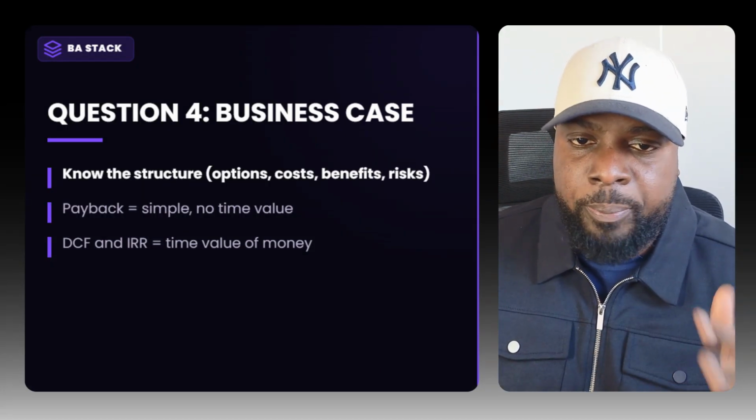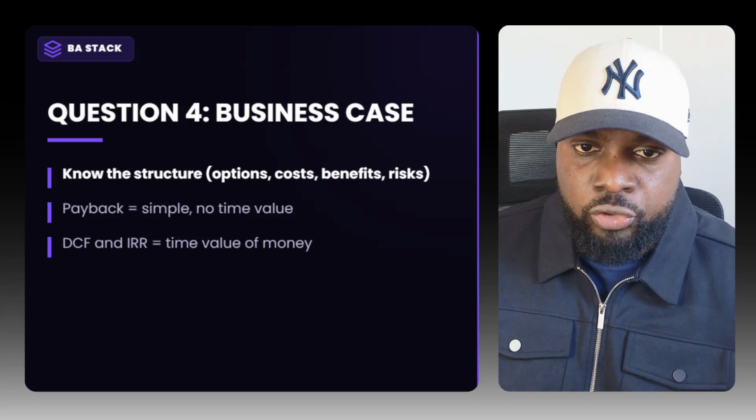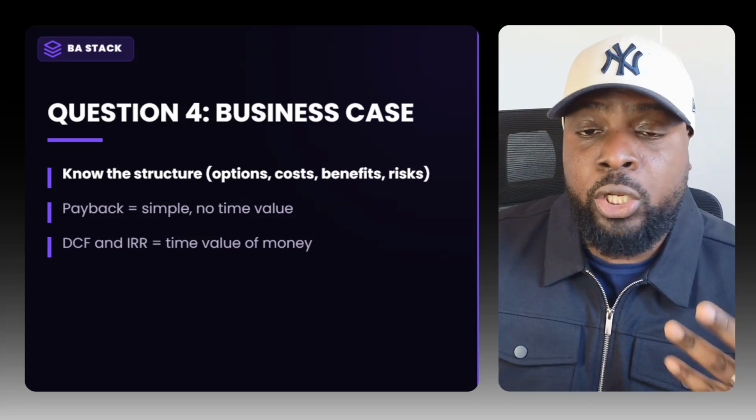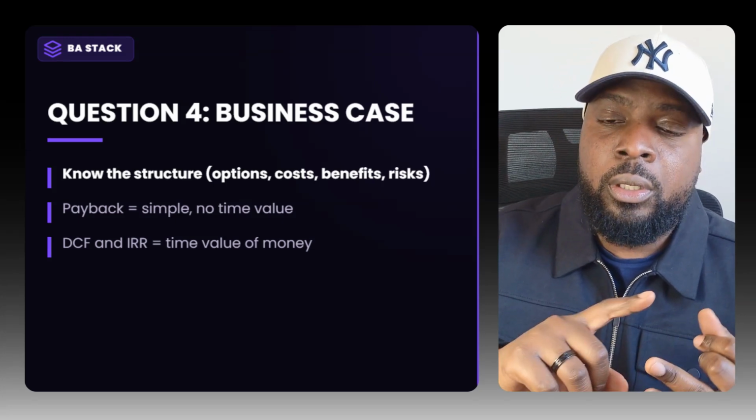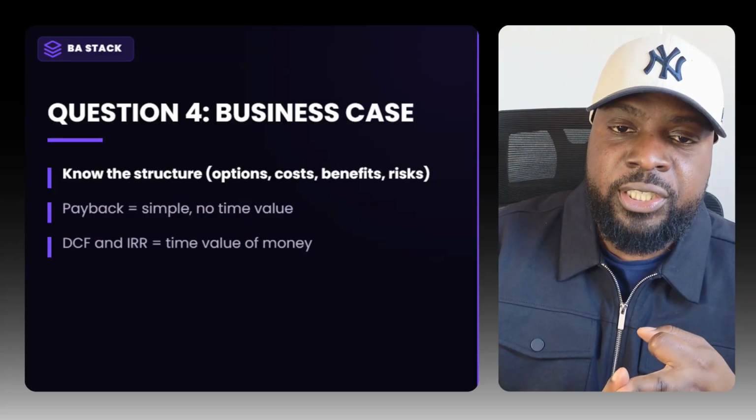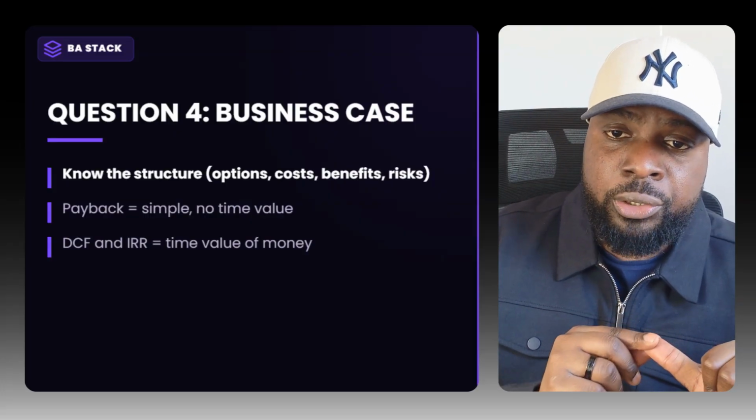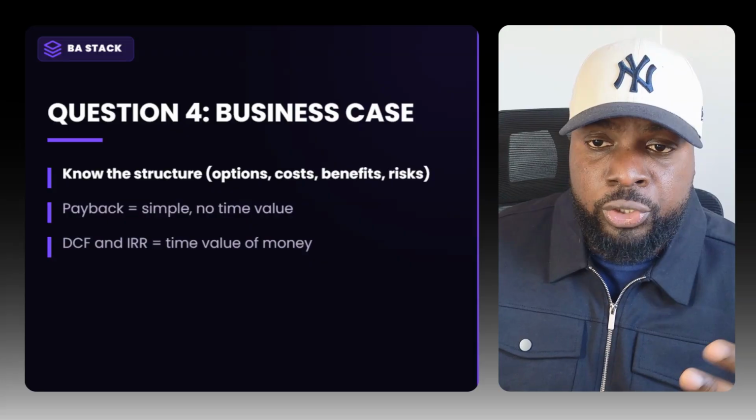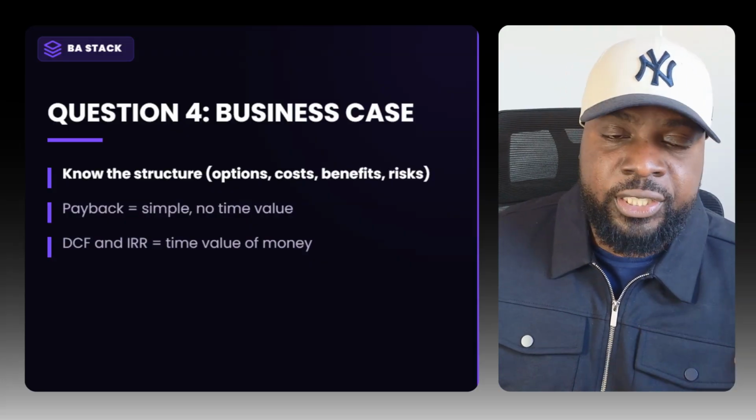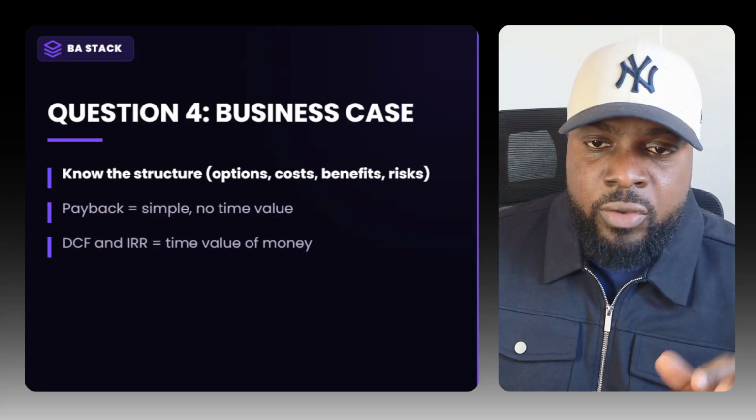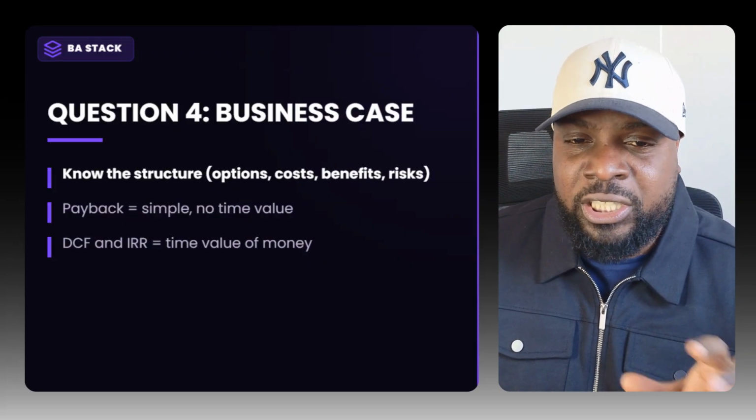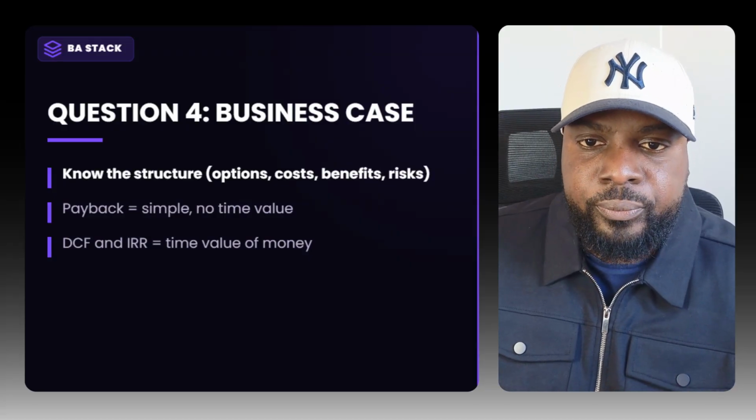4th, business case structure and investment appraisal. This one's straightforward, but people lose marks because they don't memorize the structure. A business case includes executive summary, current situation, options considered, analysis of options, the recommended option, implementation approach, cost and benefits, risks, and assumptions. They'll give you a scenario and ask which element is missing or what should go where.